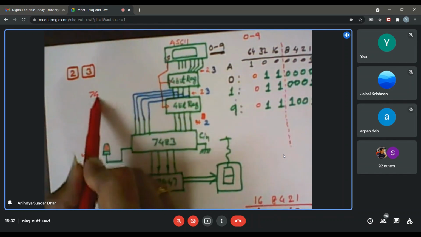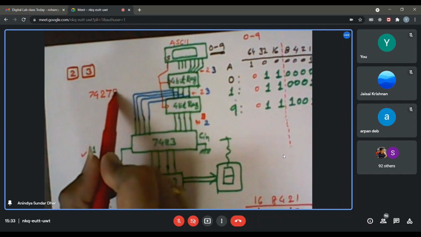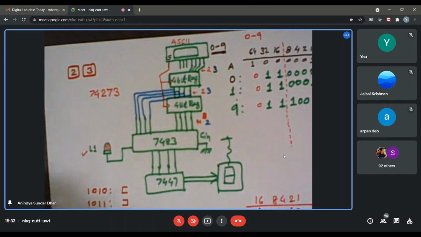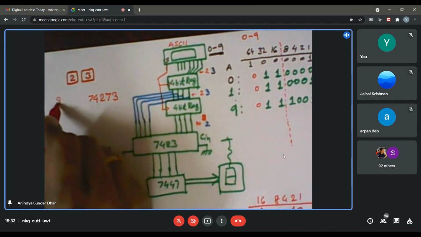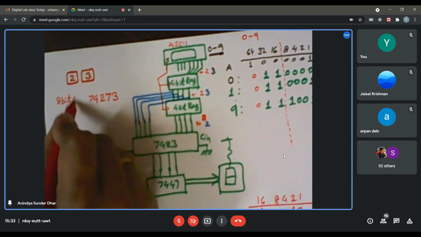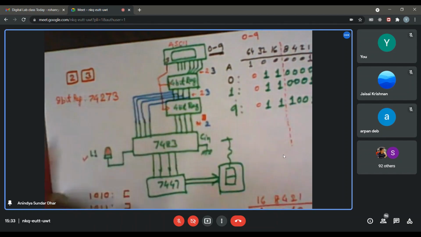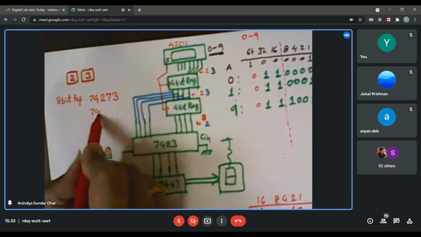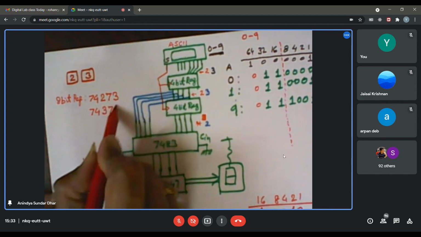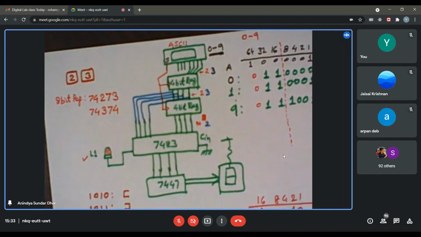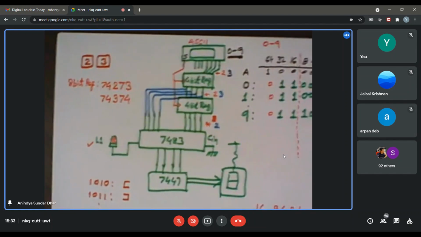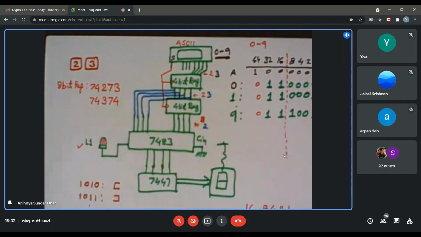So this is 74273. That is the number of the IC that you have used. Basically, that's an 8-bit register. It's not a 4-bit register. It's an 8-bit register. There is another 8-bit register called 74374. The only difference is that it doesn't have any clear. Here you are using the so-called master clear or MR, the master reset. There is nothing like that there.